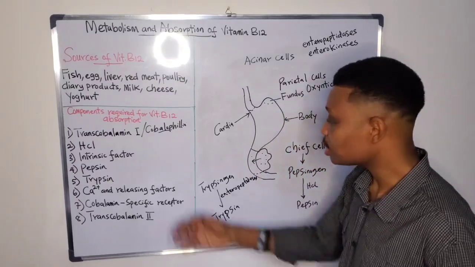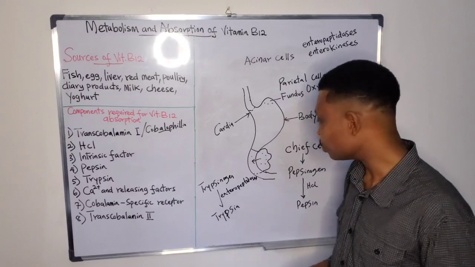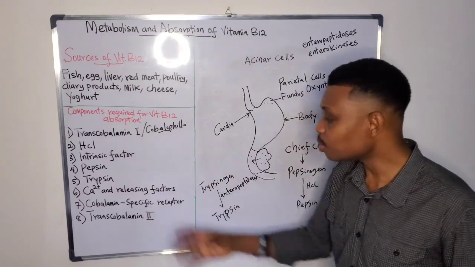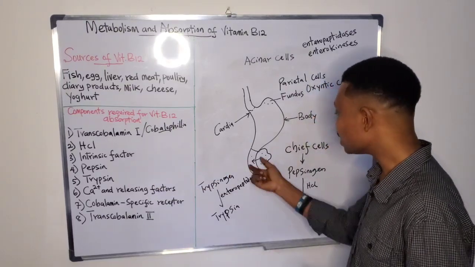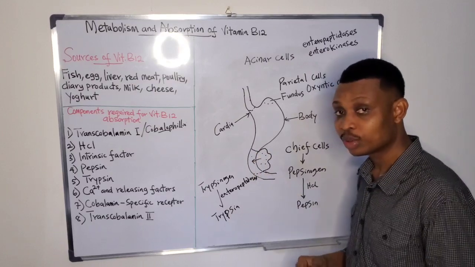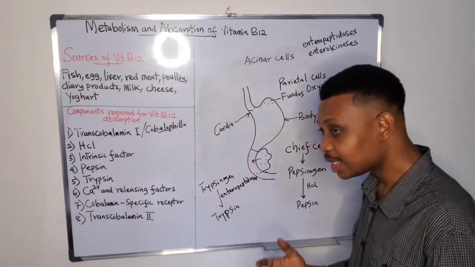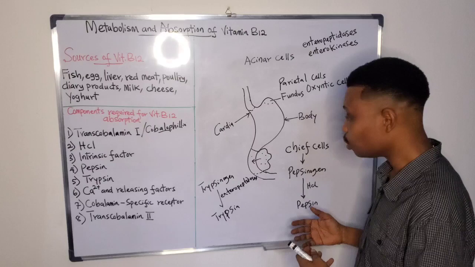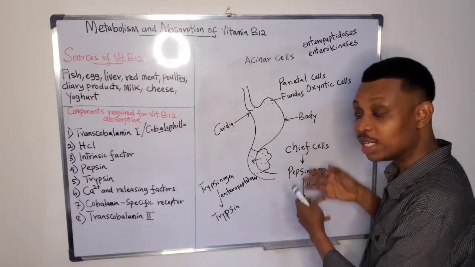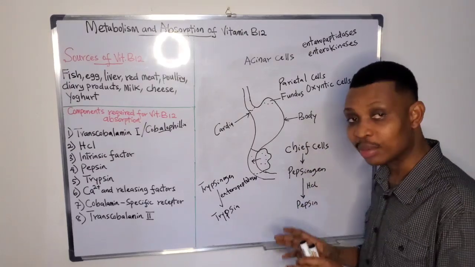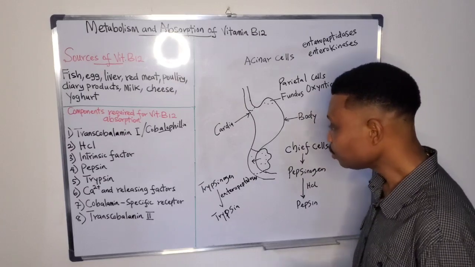The next one is calcium ion and releasing factors. Now, calcium ion and releasing factors are also secreted at the duodenum. Okay, and then it is carried, it flows along until it gets to the ileum where cobalamin is absorbed.